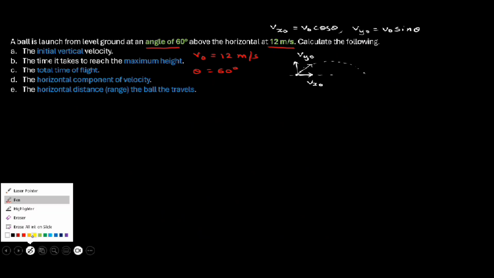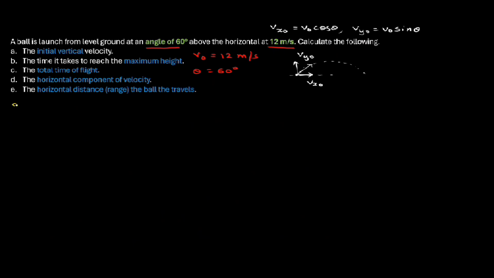The first part of the question is asking me to find the initial vertical velocity. Vertical means velocity along the y-axis. So I need to find Vy0, which is equal to V0 sine theta. Let us substitute V0 is 12 sine of the angle 60. That gives me Vy0 equal to 10.39 meters per second, which you can write as 10.4 meters per second.